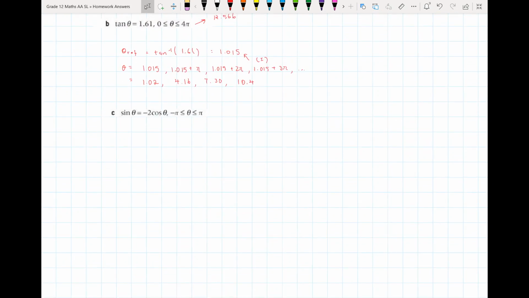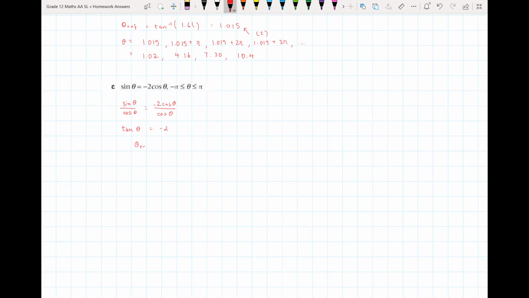Okay, next one. So what we do first is divide both sides by cosine. And we get tangent on the left. So let's go ahead and find the reference angle. And this will be 1.107. So again, it's tangent, right? So what we can now do is actually just find one of the solutions for tangent. So it could either be in quadrant 2 or in quadrant 4.